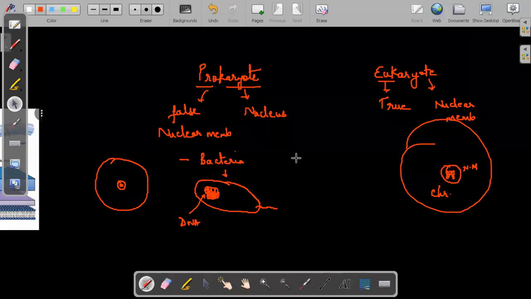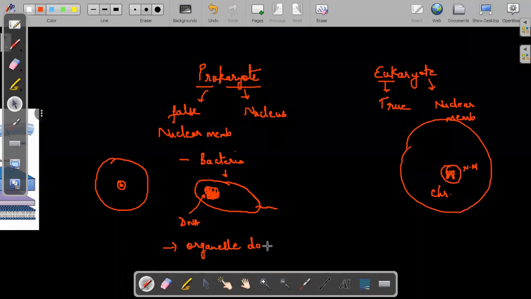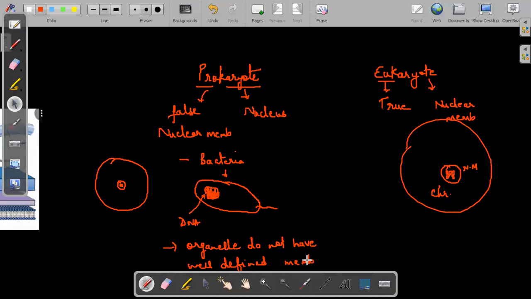They do not have any other organelles which have a well-defined membrane as such. I'm sure you know that mitochondria and chloroplasts have well-defined membranes around them. The organelles which are present in the bacteria do not have well-defined membranes, whereas eukaryotes do have them.